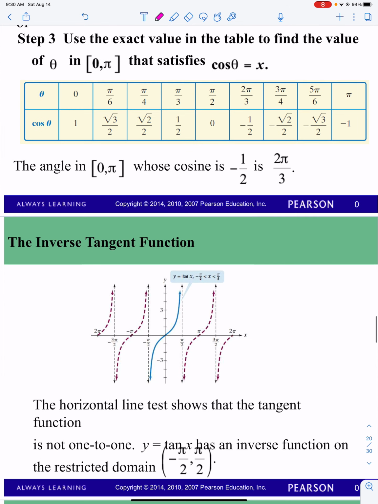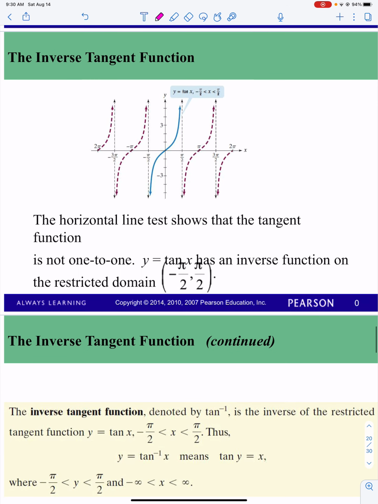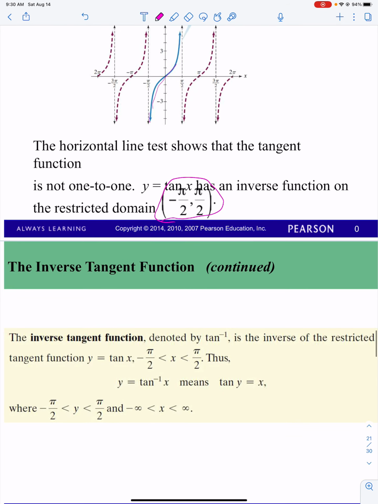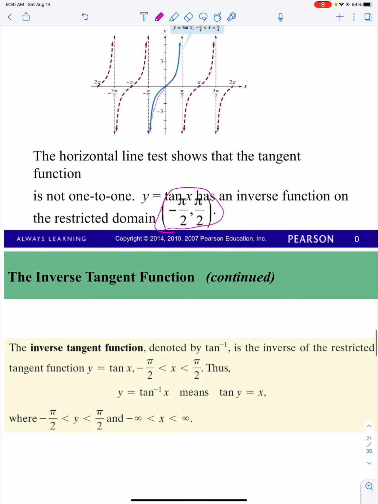Okay, so this is this one. Now the inverse tangent. Of course, we only want to choose the one-to-one part. Here it's very easy: you just choose one period. So the restricted domain will be negative pi over 2 to pi over 2, and the range will be negative infinity to infinity.